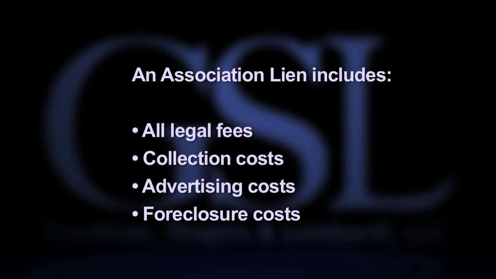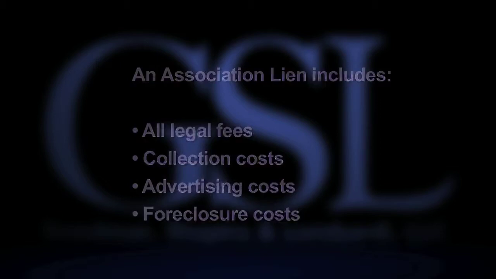the sales price after first paying the association's lien, which includes all legal fees, collection costs, advertising costs, and foreclosure costs. Therefore, notice of the unit owner's delinquency is provided to second mortgagees so that they can decide what steps, if any, to take in order to protect their mortgage.